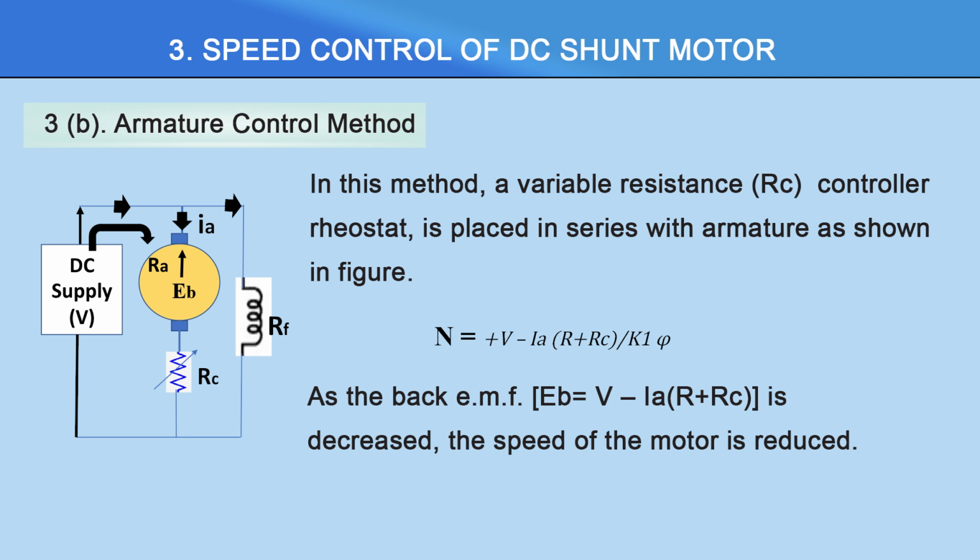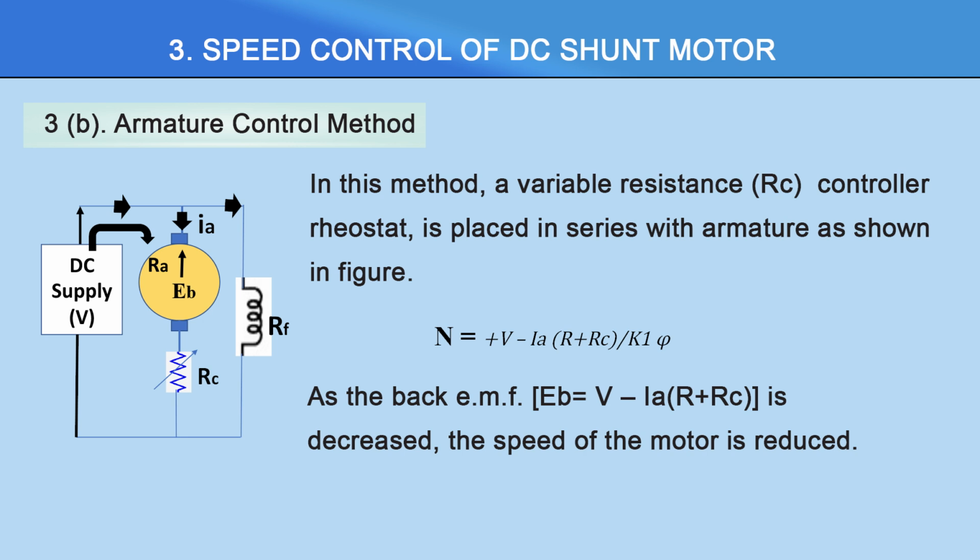In the previous control method, the flux control method, the external resistance was connected along with the field winding, but here in the armature control method, the external resistance is connected along with the armature, because the name is armature control. So, the resistance will be connected along with the armature.